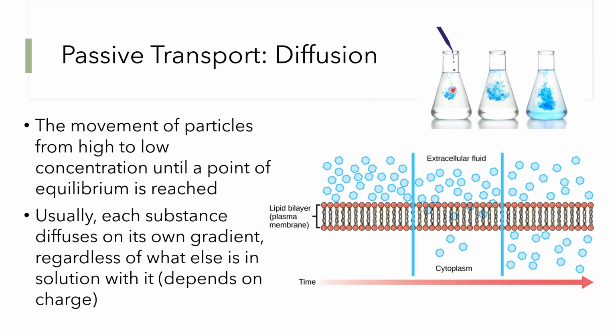If I were to put blue and red dye in here at the same time, the blue dye is not going to wait for the red dye to diffuse and then fill in the gaps. The red dye doesn't care what the blue dye is doing either. They will diffuse down their own gradients. Their idea is there's blue here, there's not blue over there, I'm going to go where there's not blue. Same thing with the red. The red only cares about the red.